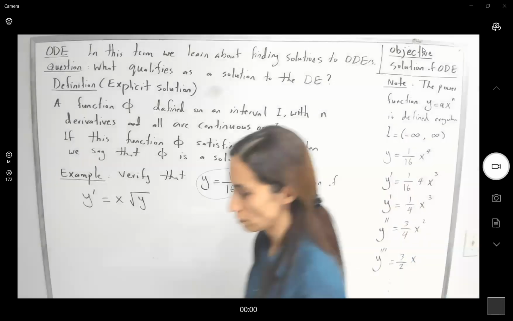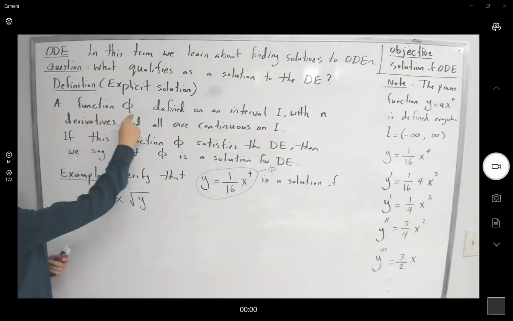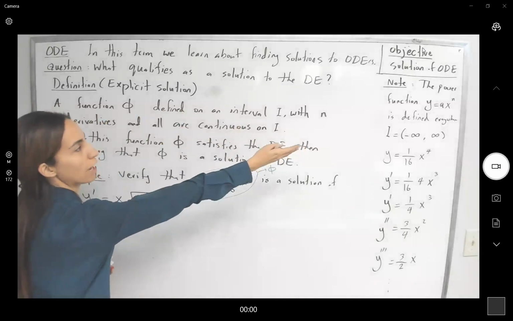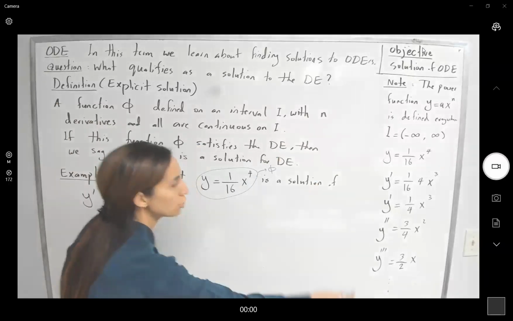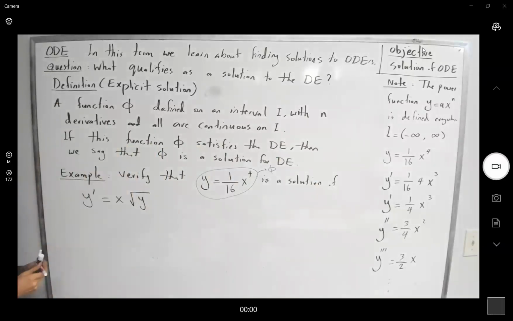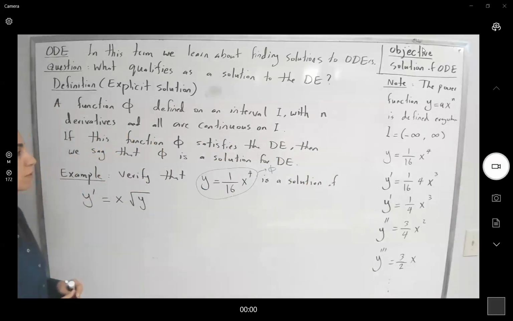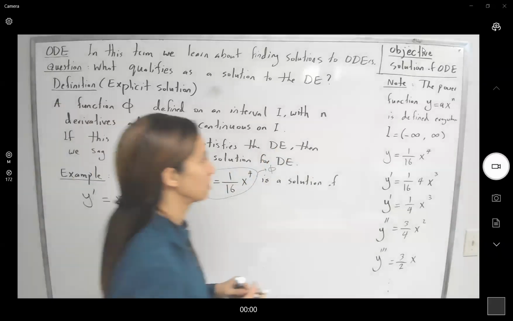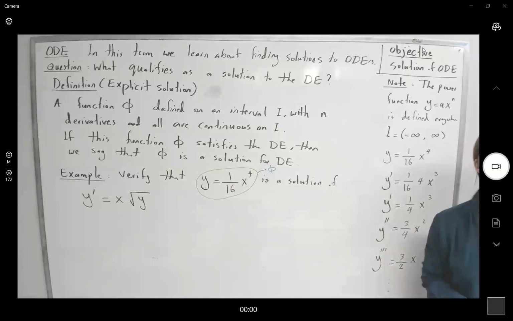So let us read the definition. It says, a function phi defined on an interval. We have our interval that has n derivatives. Of course, we can continue taking the derivative. And they are all continuous. Of course, they are all in the form of power functions, all of them are continuous, is a solution of the ODE if it satisfies the ODE. So the interval is checked, the derivatives are checked, continuity is checked.